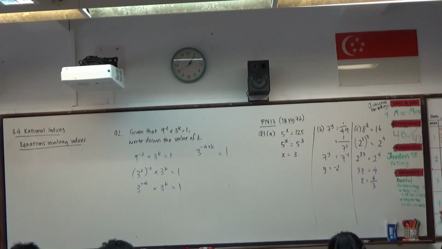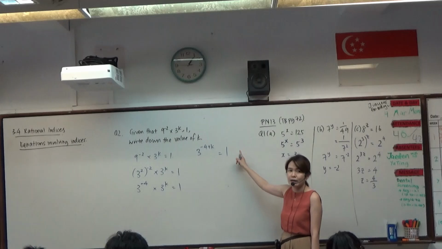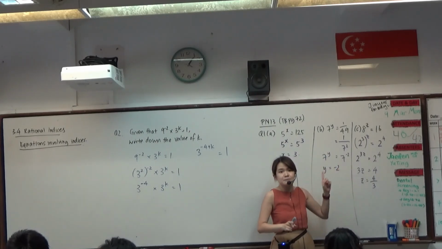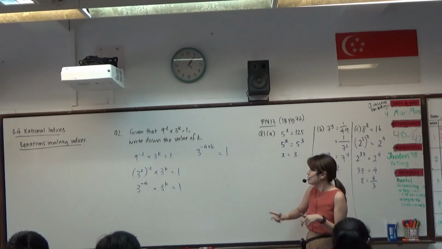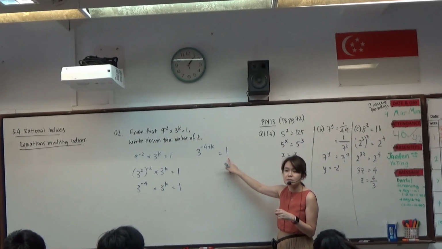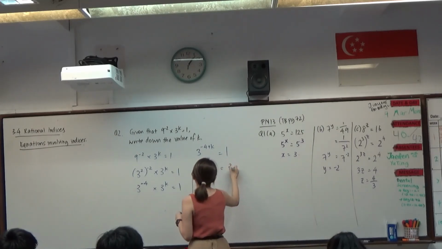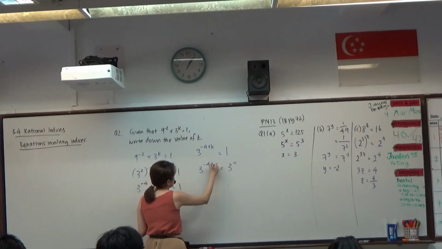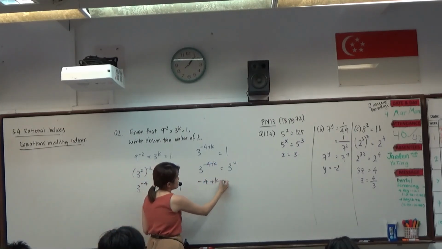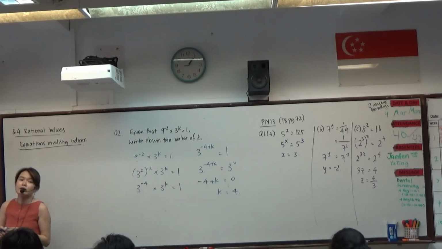1 is not in the base of 3. You cannot say that negative 4 plus k equals to 1 because our concept is that both the left and right hand side must be of the same base. Okay, so the base of 1 here, what can I do to it? What gives me 1? 3 to the power of 0. Okay. So therefore I can say that negative 4 plus k is equals to 0 and k is equals to 4. Okay.